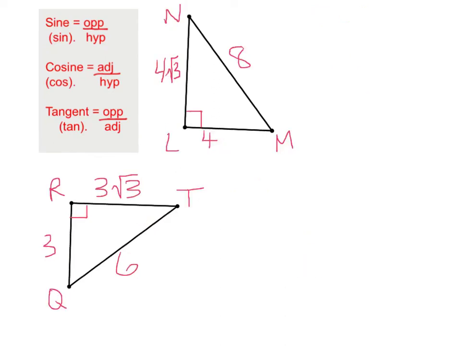Okay. Here's a couple more problems, and they might look different. We might want to find angle M. So we might say, what is the sine of M? The sine of M is opposite over hypotenuse, right? Opposite over hypotenuse. Sine of M is 4 root 3 over 8.